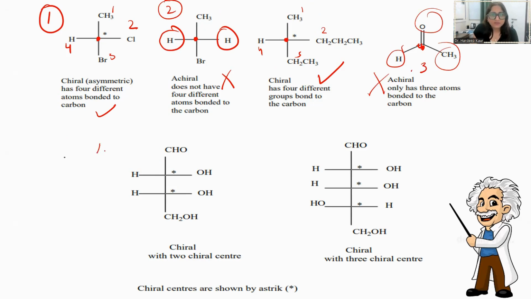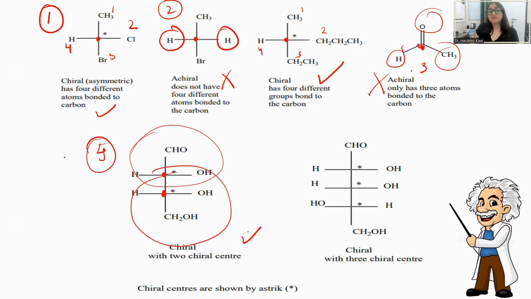A very interesting part is the fifth example here, where you can see two chiral centers. This carbon has four different groups, and this carbon also has four different groups. So there are two chiral centers. The main point is that a chiral center is always represented by an asterisk. Here you can see three asterisks, which means there are three chiral centers in this example.